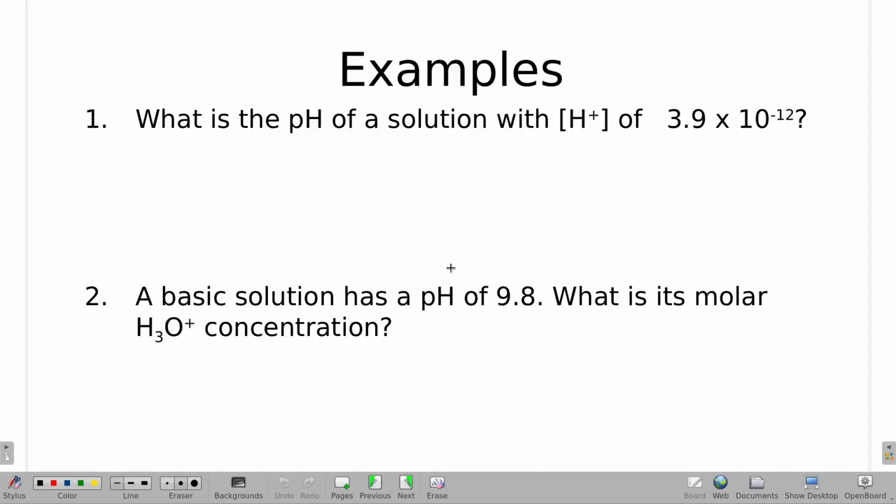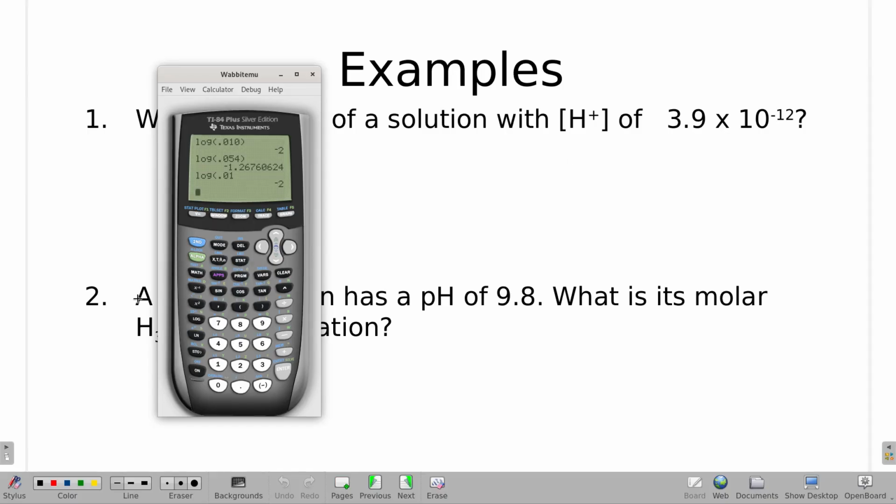Alright, let's see if we can go backwards or just put all this together here. So what's the pH of a solution that has an H plus of 3.9 times 10 to the negative 12th? Well, I give you an H plus and ask for the pH, so we just need to take the negative log of that. So the negative log of 3.9 times 10 to the negative 12th is 11.41.